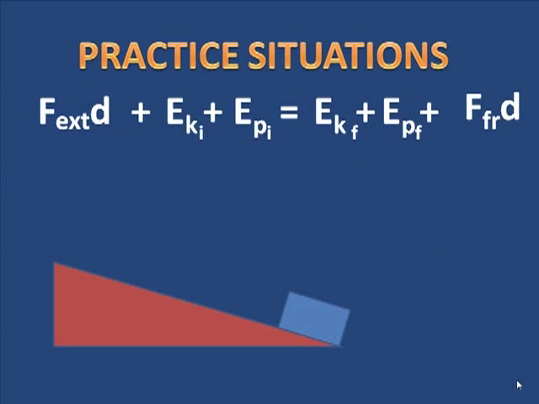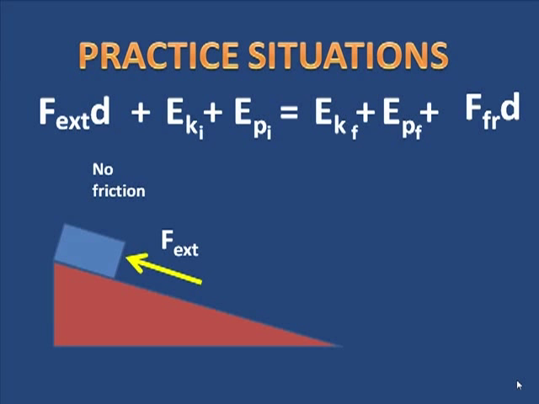All right, let's continue some practice situations. This time, there's an external force pushing this block all the way up the incline. And there isn't any friction, and it pushes it up at constant speed. All right? Hit pause and see if you can find the equation that works for this situation.